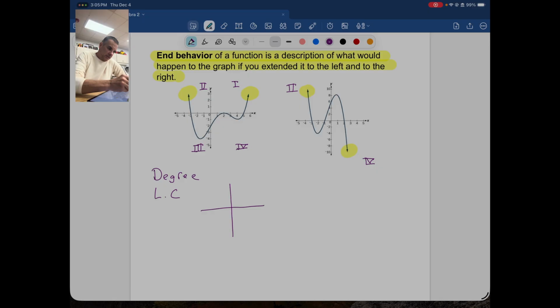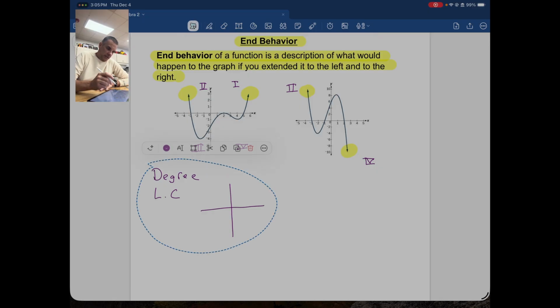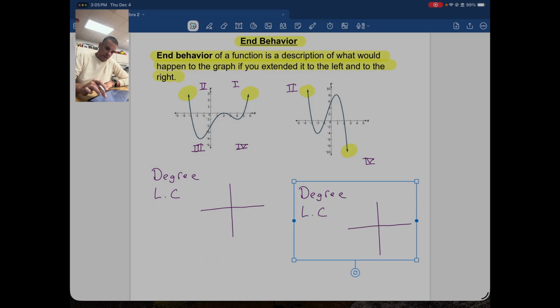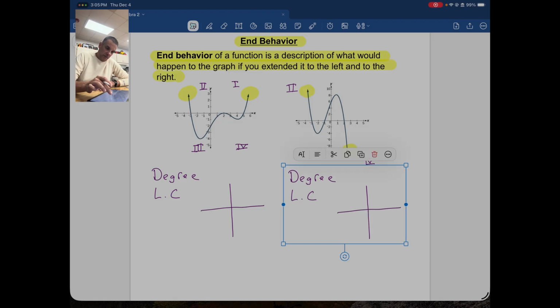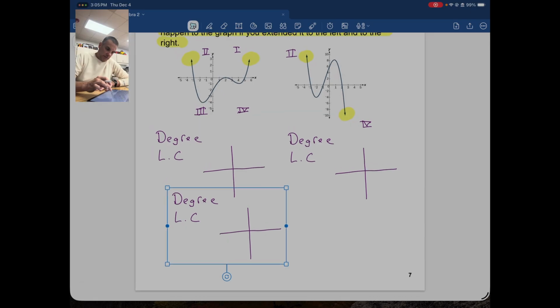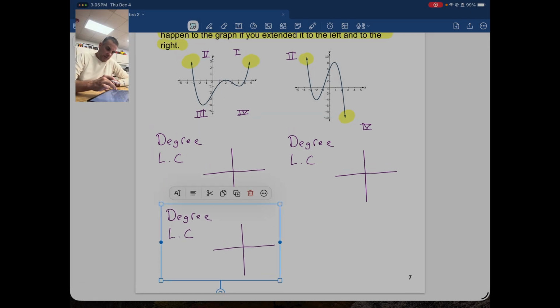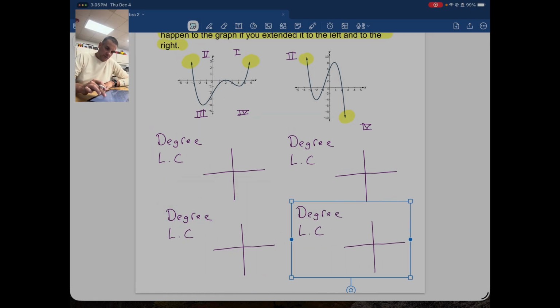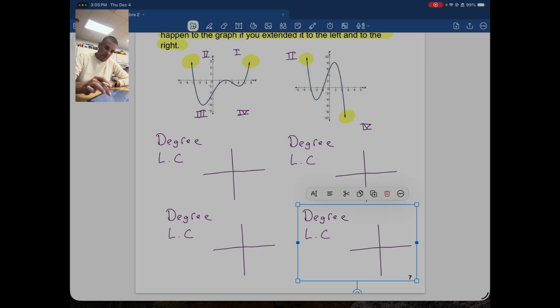So I'm going to try to cheat here a little bit. I'm going to copy this, and then I'm just going to paste it, and I'm going to make another one, because there's going to be 4 of these. And another one. And another one. So there's 4 of these that can happen in 4 different situations.